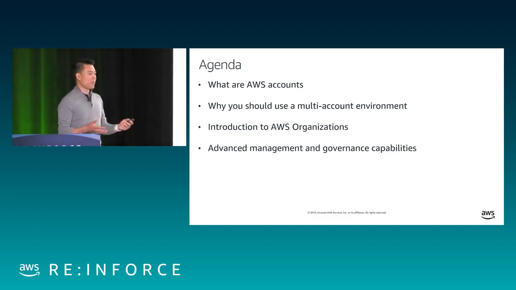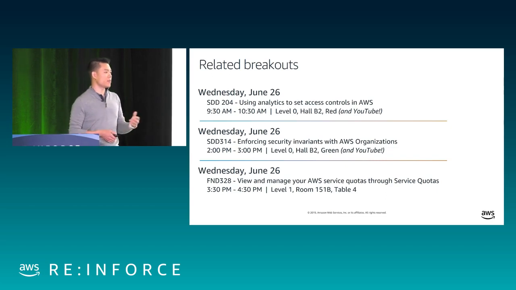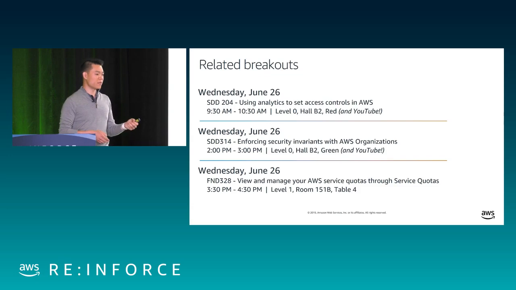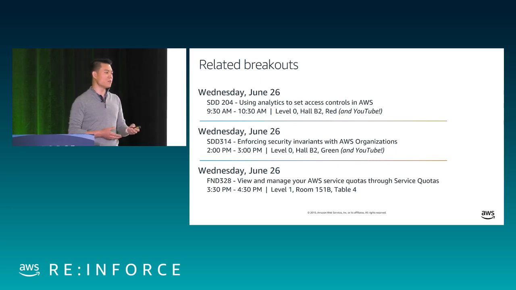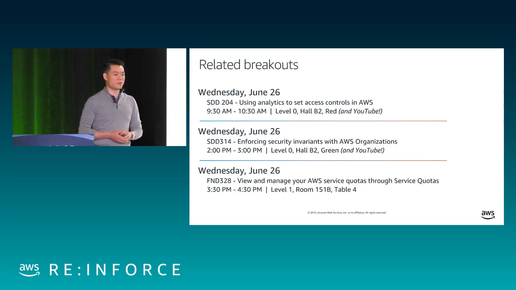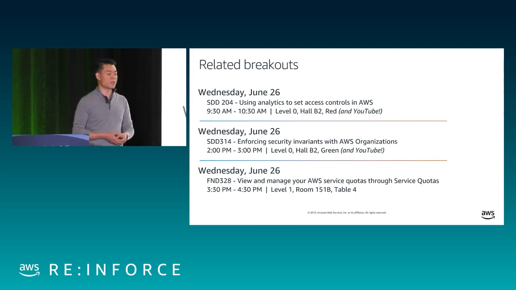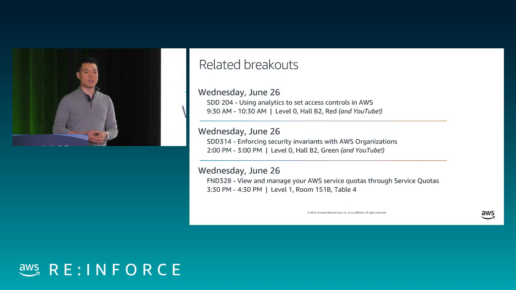Before we get started, there are a couple of related breakouts that I wanted to point you to. The first one, unfortunately, happened just before this. So if you were over on the red stage at 9:30, then you probably saw it, which was talking about using analytics to set access controls in AWS. The nice thing is all of these talks will be on YouTube after 24 hours. So if you missed it, I definitely would go ahead and check that out. There's another talk coming up at 2 p.m. on enforcing security invariants in AWS Organizations. This is being presented by Becky Weiss, who's a senior principal engineer here at AWS, and I definitely would recommend going to see that talk. She's a fantastic speaker, but if you're not able to, that will also be available on YouTube.